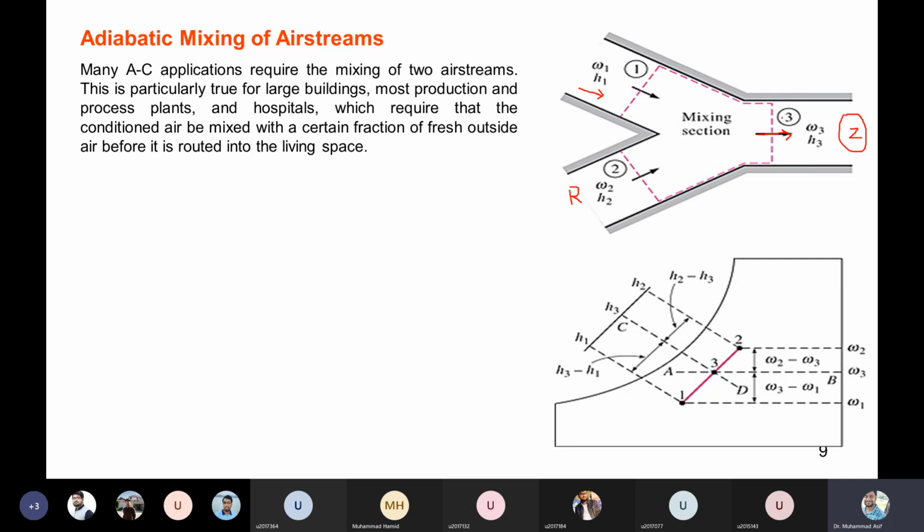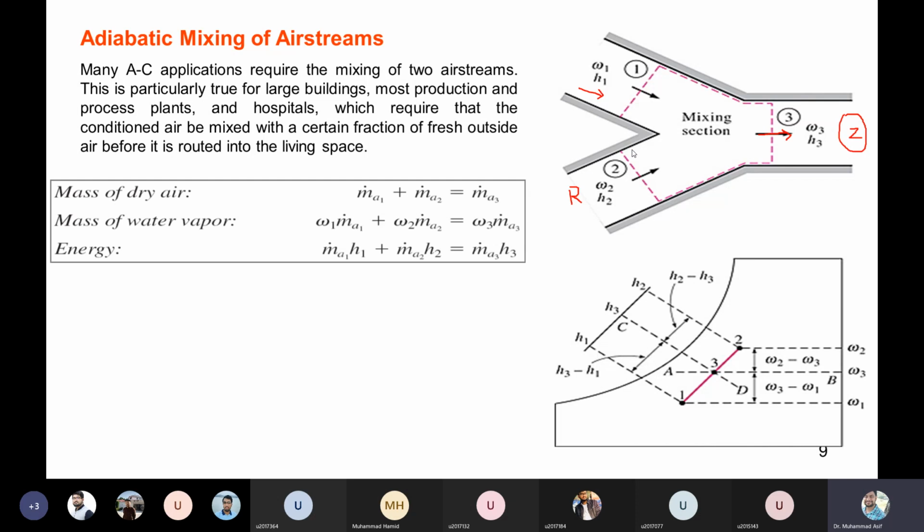To predict the new condition after mixing, again we can utilize the energy and mass balance. First of all, we can apply the mass balance of the dry air. Whatever is the mass of the dry air at section 1 plus the mass of the dry air at section 2, that should be equal to the mass of the dry air at section 3. So this is basically Ma1 plus Ma2 equals Ma3. This is the incoming dry air, and this is the outgoing dry air.